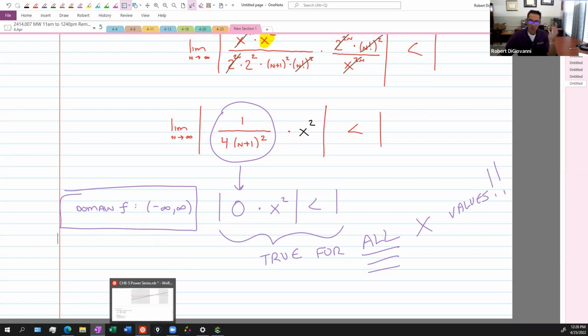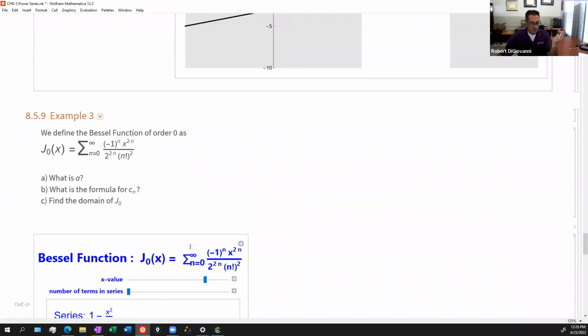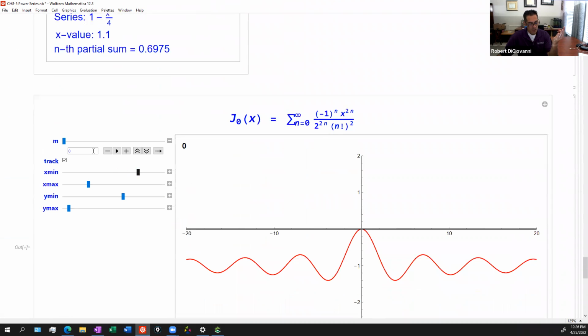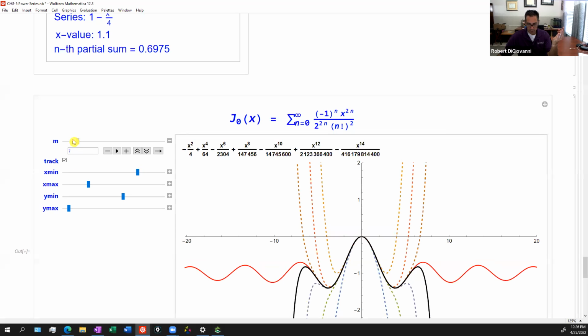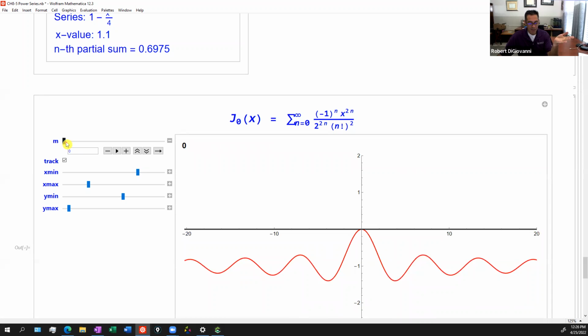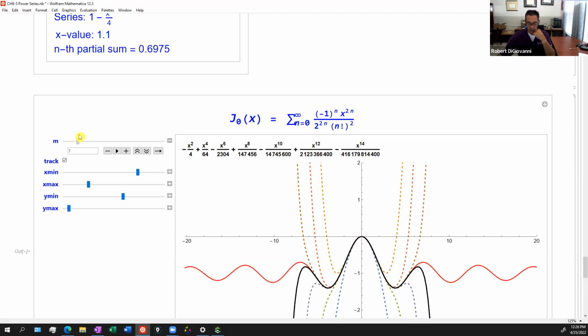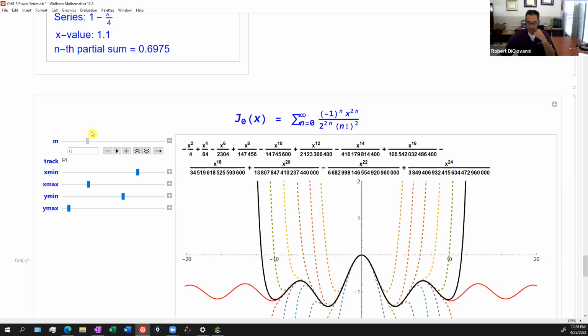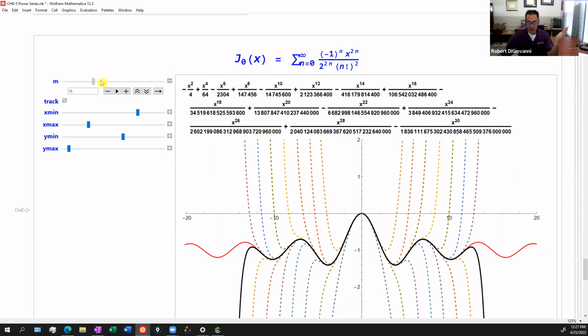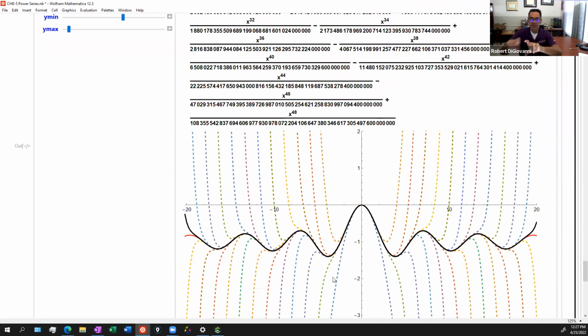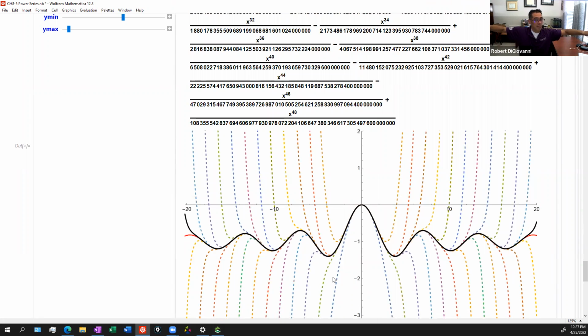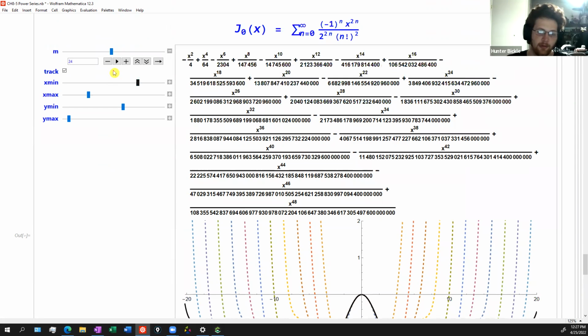I've given you 3 examples with 3 different domains. Here's the Bessel function, if you want to see it. The one in red is the Bessel function graphed already, and here's my power series building it up. As I go further out in the series, I start to build it out, and because the domain is everything, it's going to match the picture in both directions forever. That's really cool, actually.